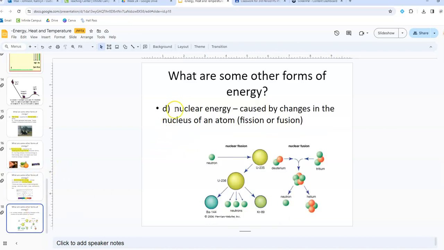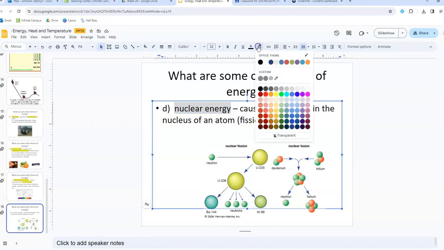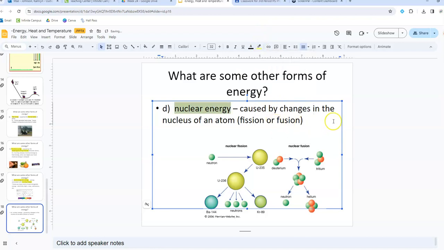And the last one we're going to talk about today is nuclear energy. We talked about fission or fusion already in this class. Fission is the splitting of a nucleus. Fusion is the combining. Okay, and we can remember that because if you fuse something together, you put it together. My back is fused together, so I cannot bend over. It's all like soldered together.